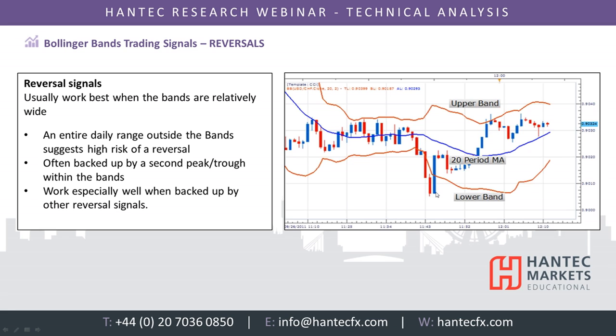You're looking for an entire trading period or day outside the bands, and then a move back inside the bands as a suggestion of a rejection of that initial move. So with that extreme move, we're then seeing a reversal, and that tends to work pretty well, actually. So it basically signifies a danger or an extreme move, and the chances are you're then going to get the next period inside the bands.